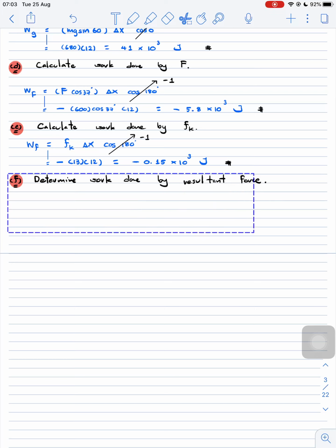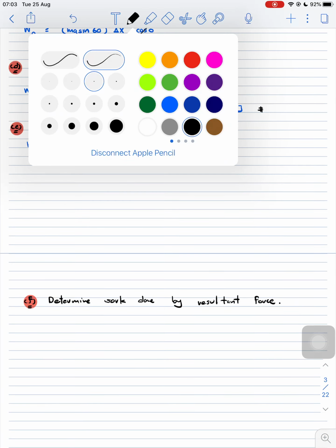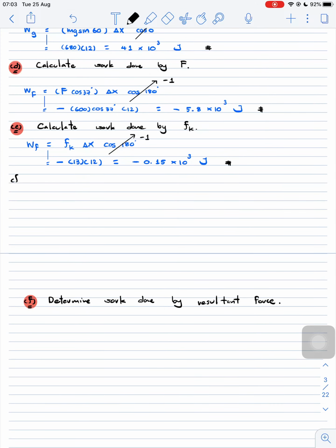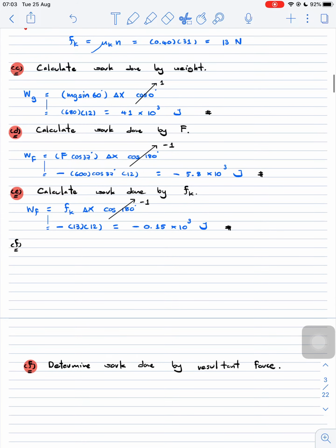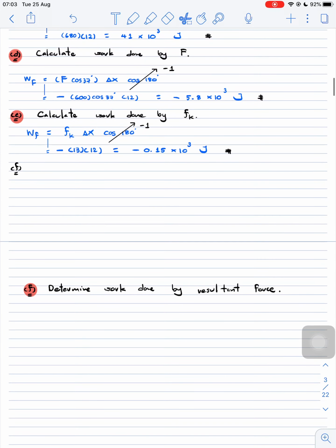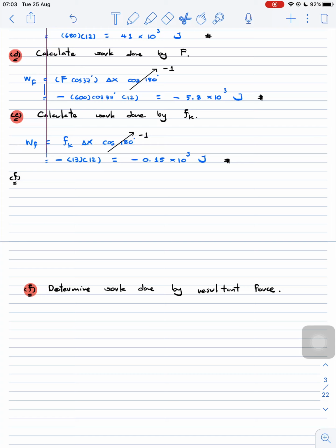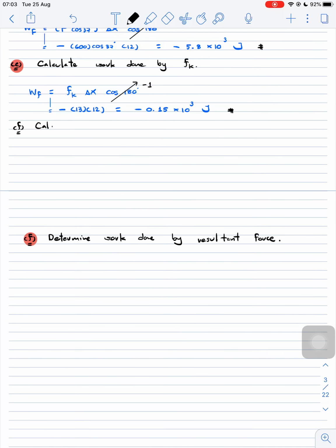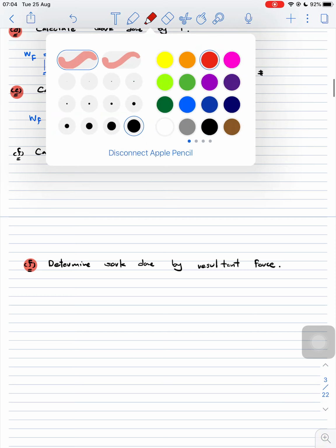Actually, wait, I forgot something. I forgot another force, sorry, for the part F. Yep, right, I forgot another force. The work done by normal force. Sorry. Okay, for the part F, just calculate the work done by normal force N, right? The work done by normal force N.